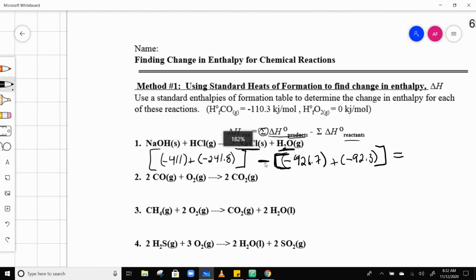Do be careful, because these will give you a negative number. However, this negative sign will make it a positive. So do be careful with that.